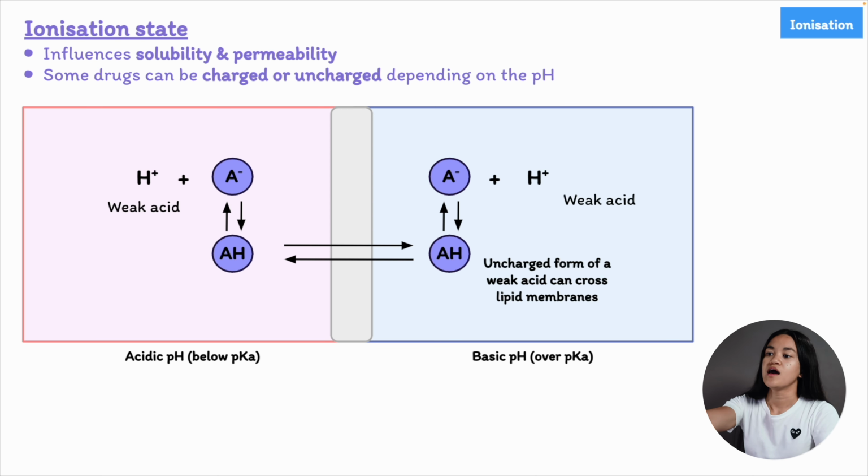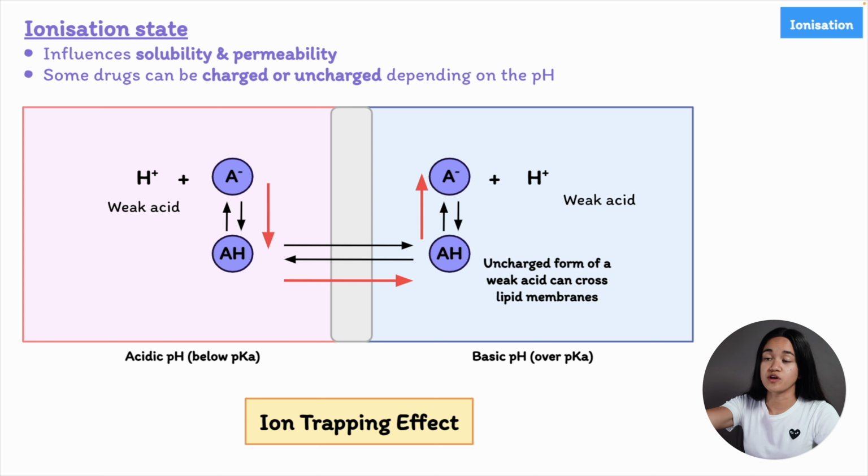So now we have a negative charge. This pH difference increases the passive diffusion of the drug through the membrane, increasing its concentration in the basic compartment. Now, the drug's ionization causes this phenomenon called the ion trapping effect, which concentrates the drug in the basic compartment if the drug is a weak acid. Okay? Let's apply this to something.